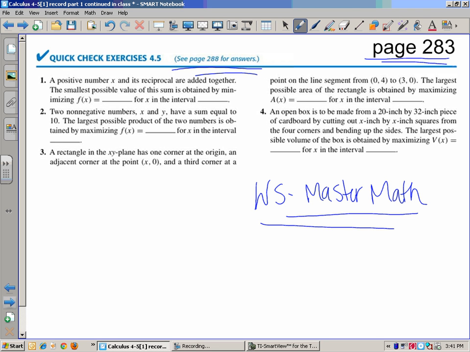All right. Mr. Clinton's class, if you have not printed the optimization worksheet, I believe that's number 19 on the Master Math website. Okay. Coming in tomorrow, my class, make sure you print it. You have it. Mr. Clinton's class, print that and bring that in with you. All right. Good luck.